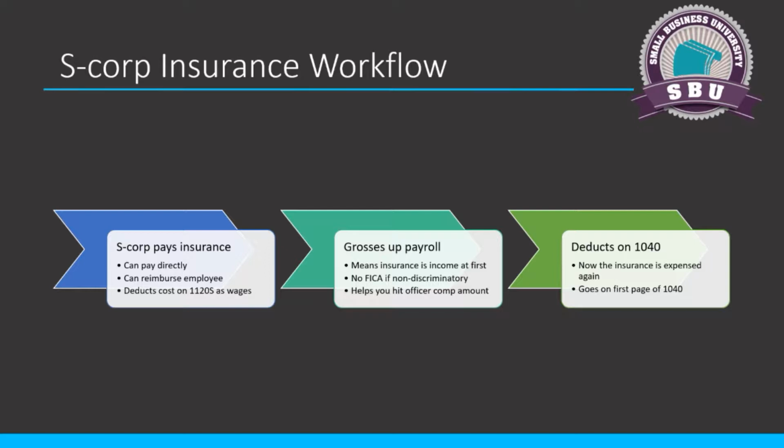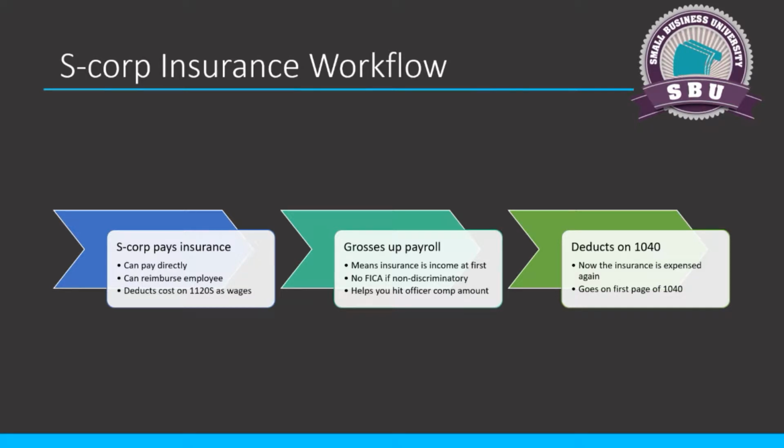Now, let's say that the business has paid the bill. The next piece of this is grossing up the payroll. So the payroll of the officer or the employee that is a 2% or greater shareholder gets grossed up for that amount. Now, if the plan is non-discriminatory, then there is no FICA that they pay on the gross up on their W-2 wages. Otherwise, they do pay FICA.